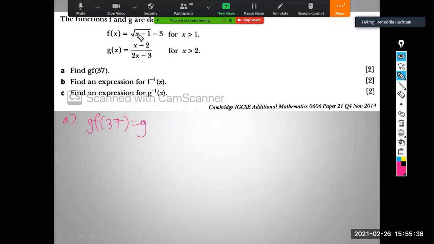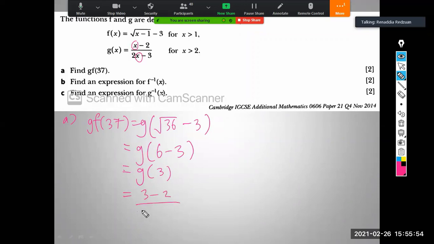So F of 37, this one 37 minus 1, you get 36, right? Square root 36 and then minus 3. So square root 36 is 6, minus 3. F is now 3. Replace 3 into function G. So the X here is replaced with 3. So 3 minus 2 over 2 times 3 minus 3. So 1 over 6 minus 3 is 3.